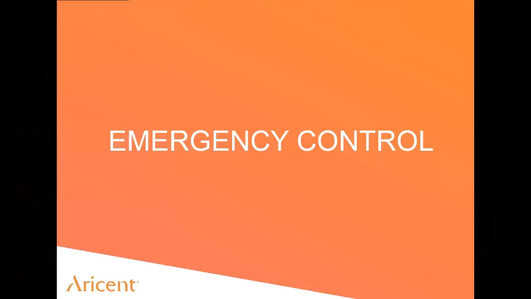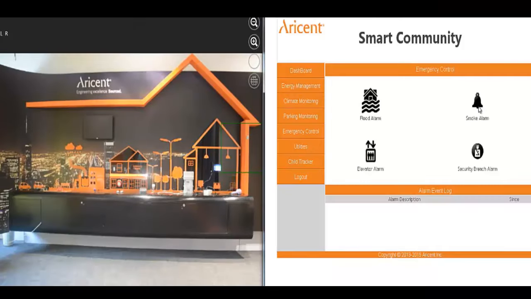Emergency control. With this option, the estate manager can raise various alarms in the community. The fire and the smoke alarm can alert the community members of smoke or fire in the community. The other set of alarms are the flood alarm, elevator fault alarm, and security breach alarms.